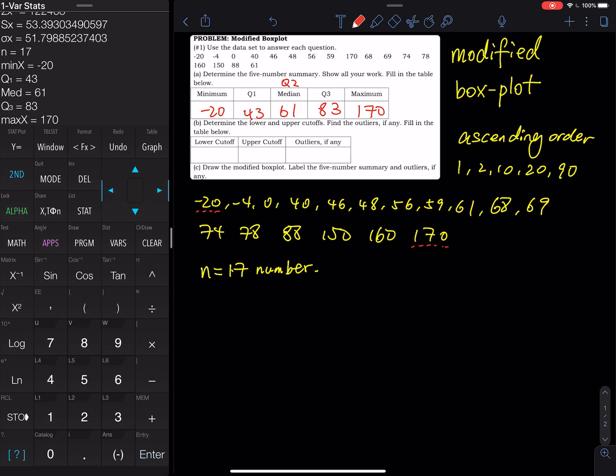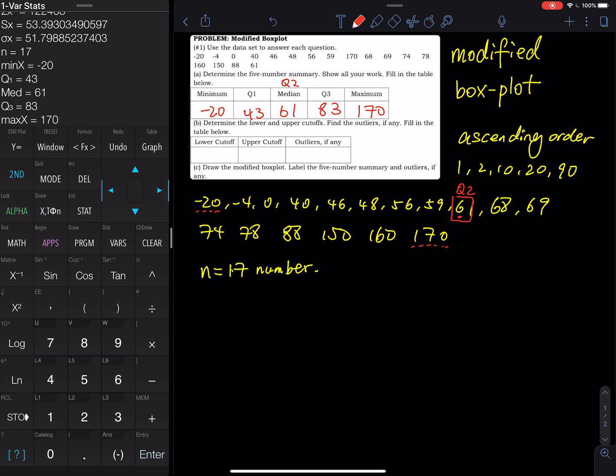And why is this the median? Because the sample size is odd. So where is the median? The median is the 9th value, right? So 1, 2, 3, 4, 5, 6, 7, 8, 9. And then this is Q2, the median, so it divides the data into 2 equal pieces, 8 numbers on the left and then 8 numbers on the right.